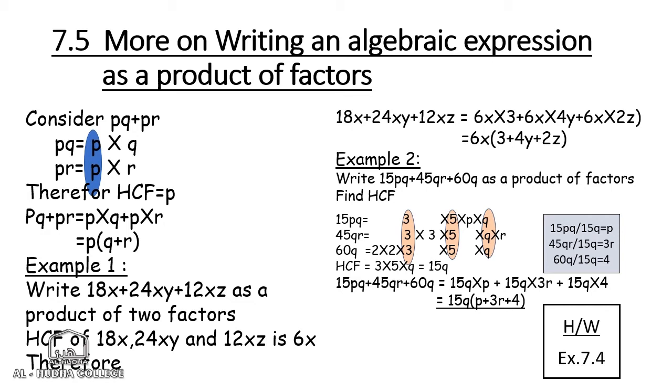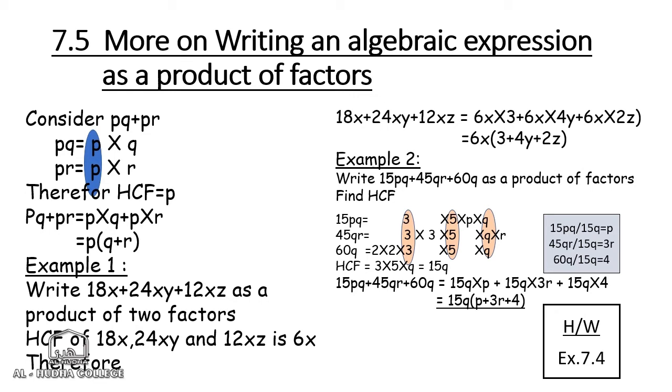Before you go for the example, look at the example. Write 18x plus 24xy plus 12xz as a product of two factors. So you are supposed to write 18x plus 24xy plus 12xz as a product of two factors. Right, now you will find out the HCF, like we have written it earlier above.